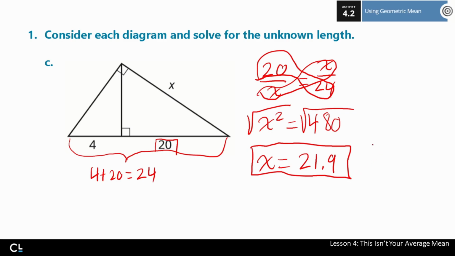Actually, sorry. Let's keep it consistent. Round to the second decimal place. The second decimal place is technically 0, but after that comes an 8. So it's really going to be 21.91. I apologize about that. So 21.91 is my answer for this problem.